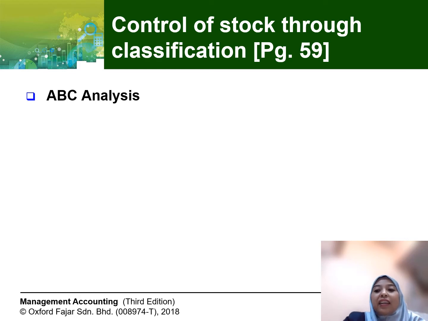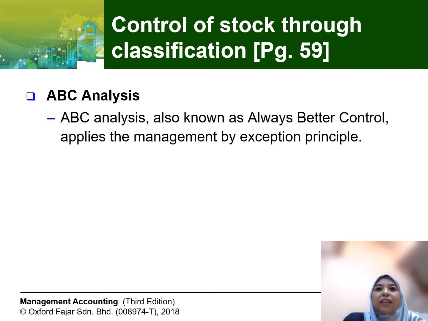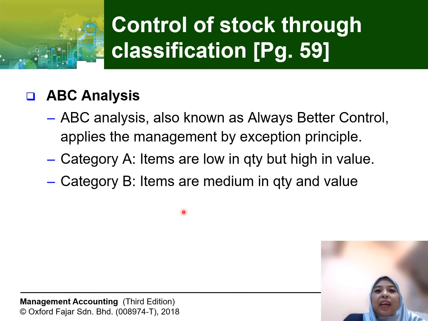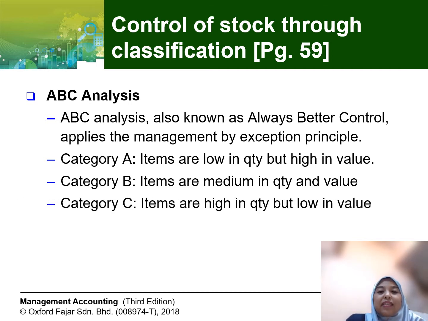The ABC analysis, known as always better control, applies the management by exception principle. The ABC divides the stock items in the store into 3 categories according to their value. Category A, items are low in quantity but high in value. Category B, items are medium in quantity and value. Category C, items are high in quantity but low in value.